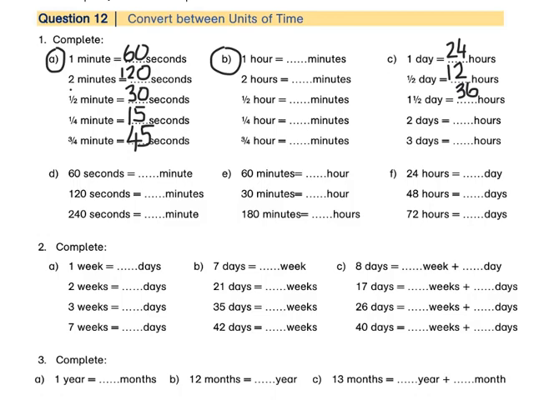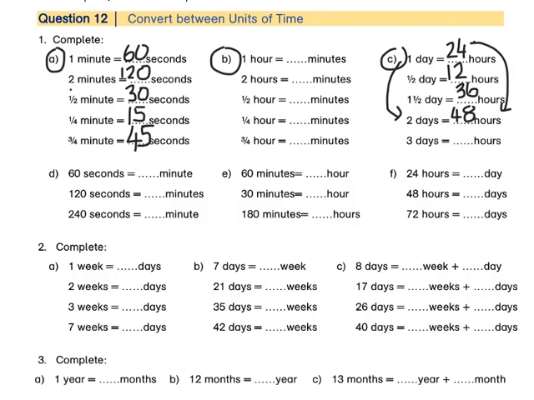Then, if 1 day is 24 hours, then 2 days will be twice as much, so we times it by 2 and we get 48. Use what you have learned to complete C and this remaining last one by yourself in your workbook.